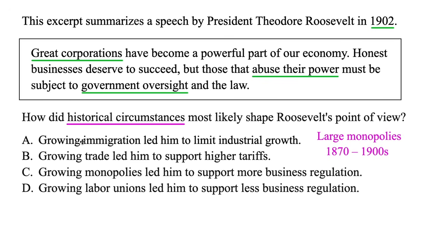Okay, which one talks about that? The first one? Growing immigration led him to limit industrial growth. But immigration, or people moving to the country, doesn't seem to be the main thing that he's worried about right here. That might have been a historical circumstance during this time period, but he's not really talking about immigrants, so probably not. The next one? Growing trade led him to support higher tariffs. Do we have growing trade? Maybe, but again, he doesn't mention trade anywhere, so probably not either.